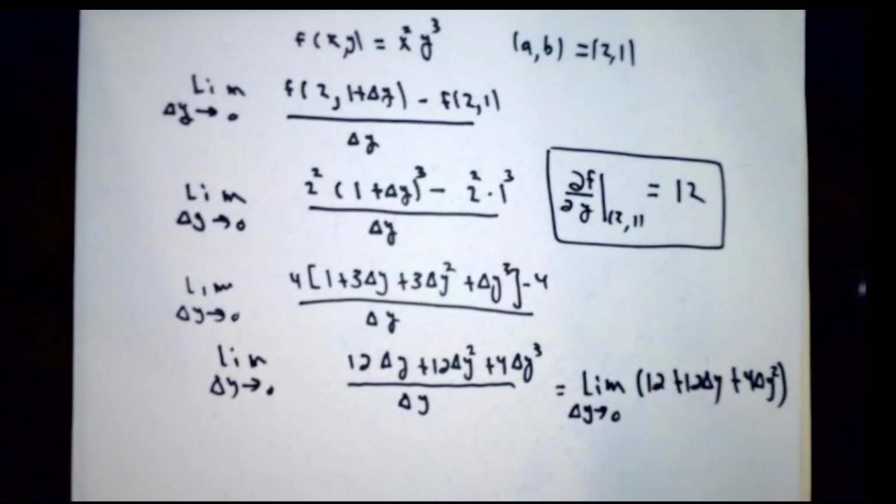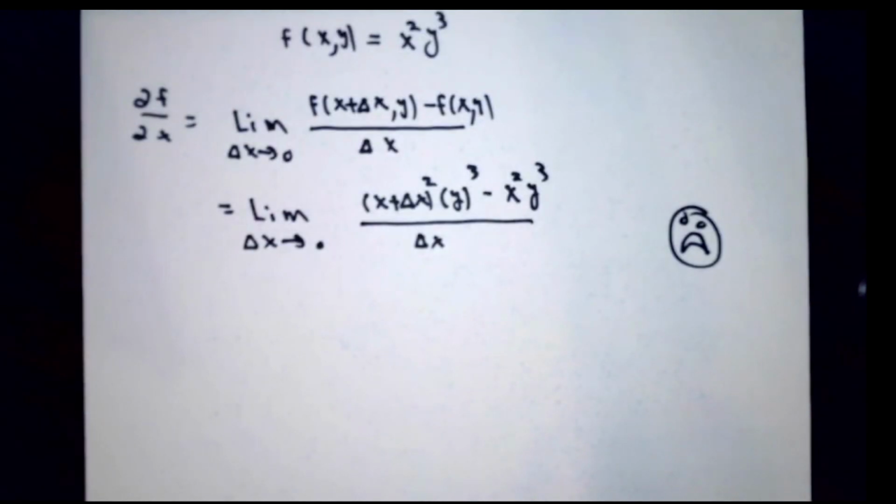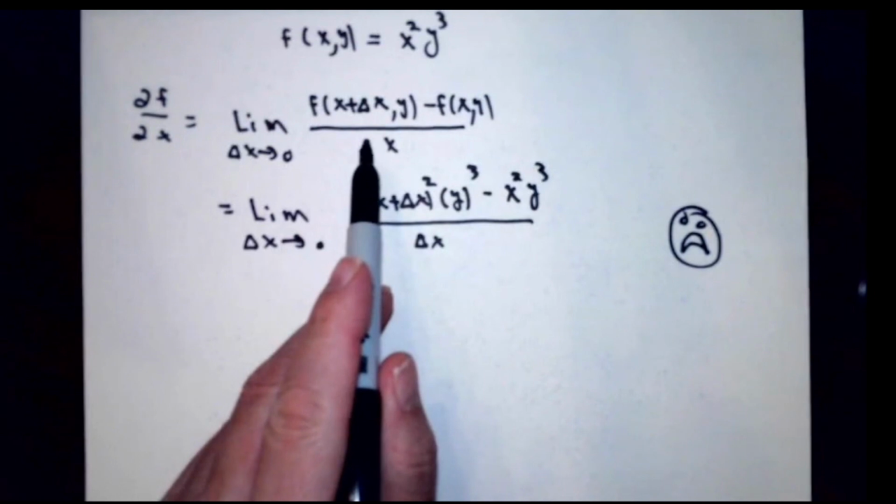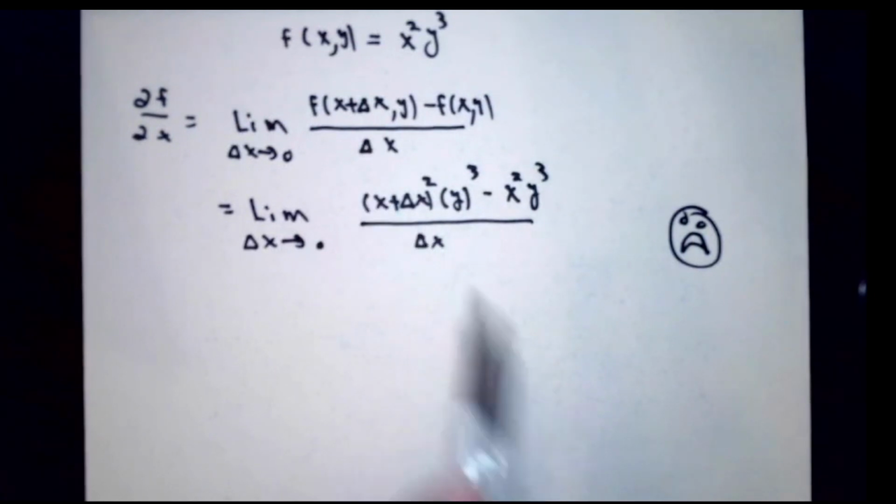Starting at the point (2, 1) and traveling in the positive y direction, the function is increasing at a rate of 12 units of function value per unit of y. If I wanted to calculate a general formula for this partial of f with respect to x, I'd have to calculate this limit. There'd be a fair amount of messy algebra, but if we wanted to, we could do the calculation.